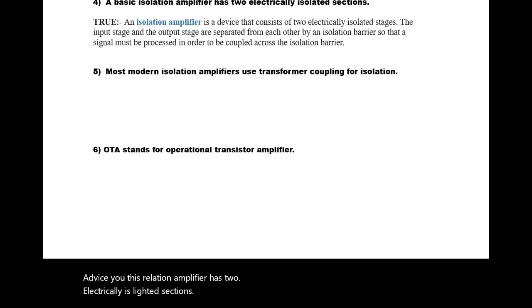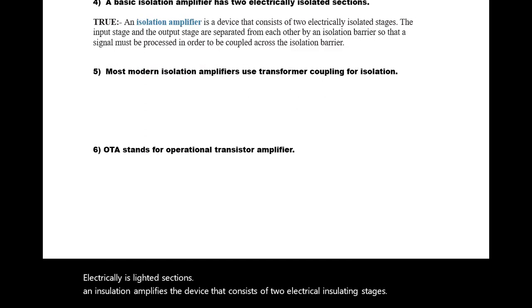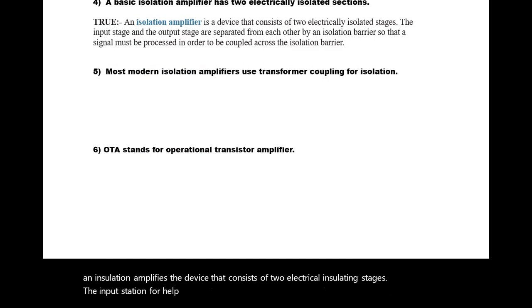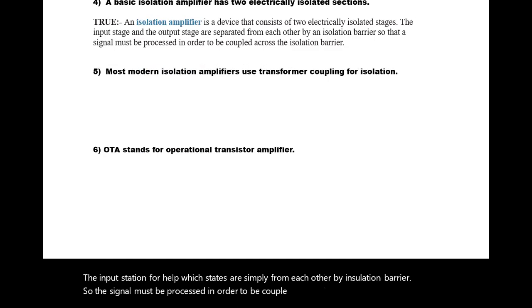Question 4. A basic isolation amplifier has 2 electrically isolated sections. True. An isolation amplifier is a device that consists of 2 electrically insulated stages. The input stage and the output stage are separated from each other by an insulation barrier. So the signal must be processed in order to be coupled across the insulation barrier.